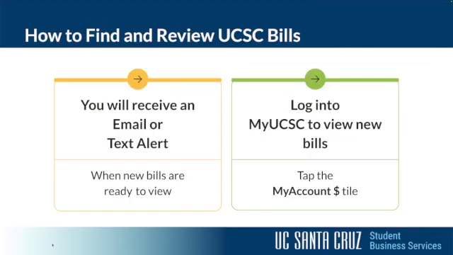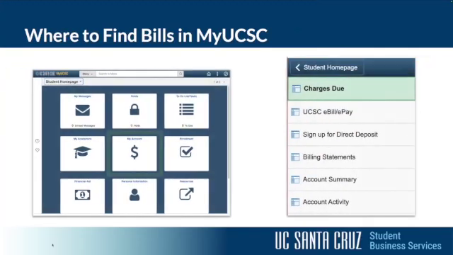When a new bill is ready, you'll automatically get an email alert, or you can set up text alerts for new bills in UCSC eBill ePay. To view your bills, log into the MyUCSC portal and tap the My Account tile. Once you're in the My Account tile, you can tap Billing Statements in the sidebar to choose the bill you wish to see. You can also find an easier-to-read version of the bill in UCSC eBill ePay. Tap UCSC eBill ePay in the My Account sidebar, then tap the Make Payment button to access eBill ePay and see your bills in the Statements screen.